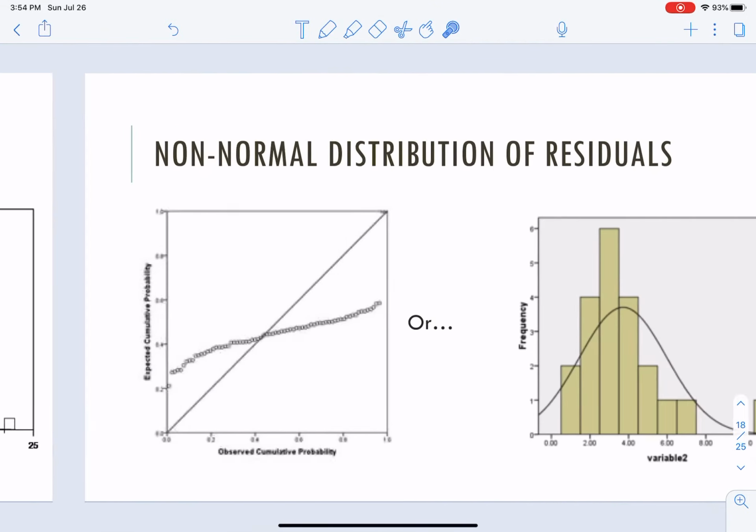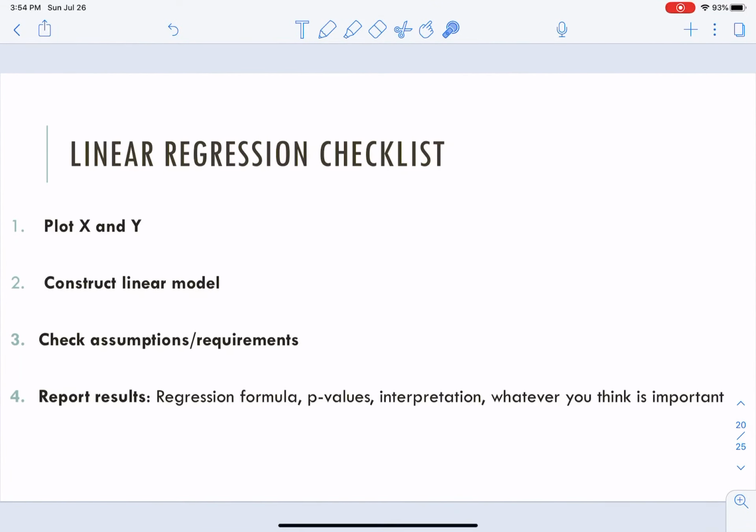Okay, that's a big recap of the last video. Here's a little bit about the checklist. The first thing you want to do is plot x and y, plot your two variables. And then construct the linear model, which is given to you as y equals beta naught plus beta 1 x.